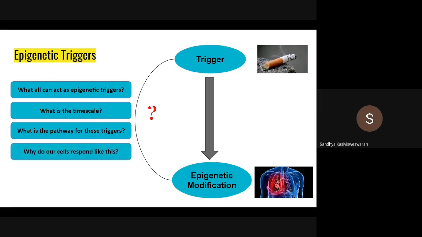So why do our cells respond like this? We know we make epigenetic changes, but why? Is it an adaptive advantage or is it a defense mechanism or what is it? Why do we react like this? So, as much as studies have been carried out on epigenetic triggers, there's a lot we don't know which needs to be understood so that we can utilize epigenetics and the triggers to the best of our potential.